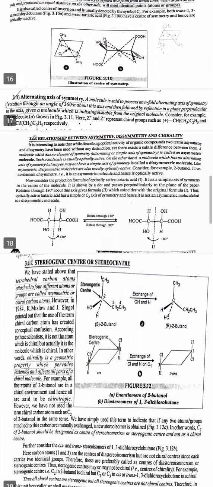Alternating axis of symmetry. A molecule is said to possess an n-fold alternating axis of symmetry if rotation through an angle of 360 over n about this axis, followed by reflection in a plane perpendicular to the axis, gives a molecule which is indistinguishable from the original molecule.